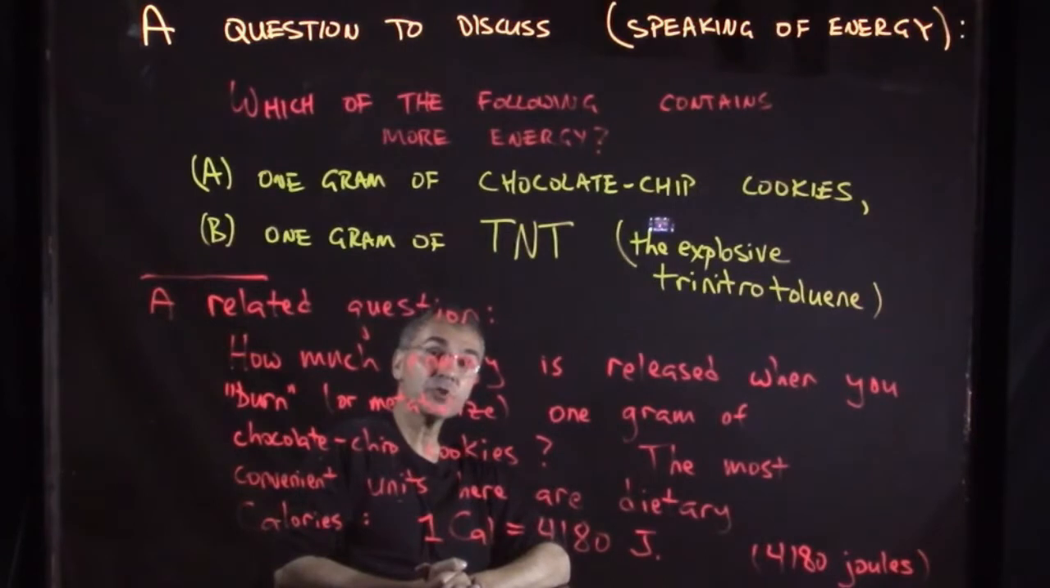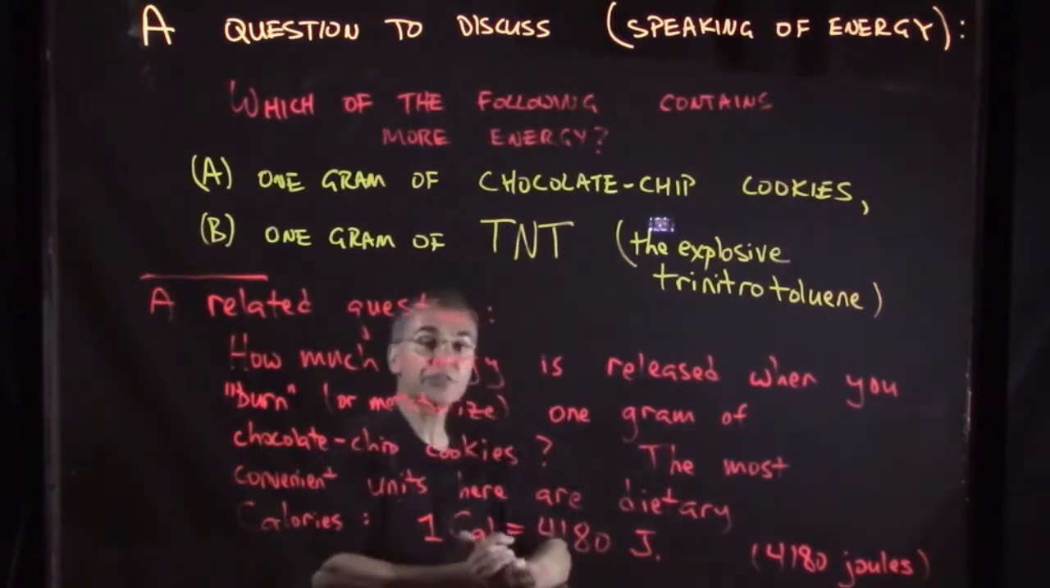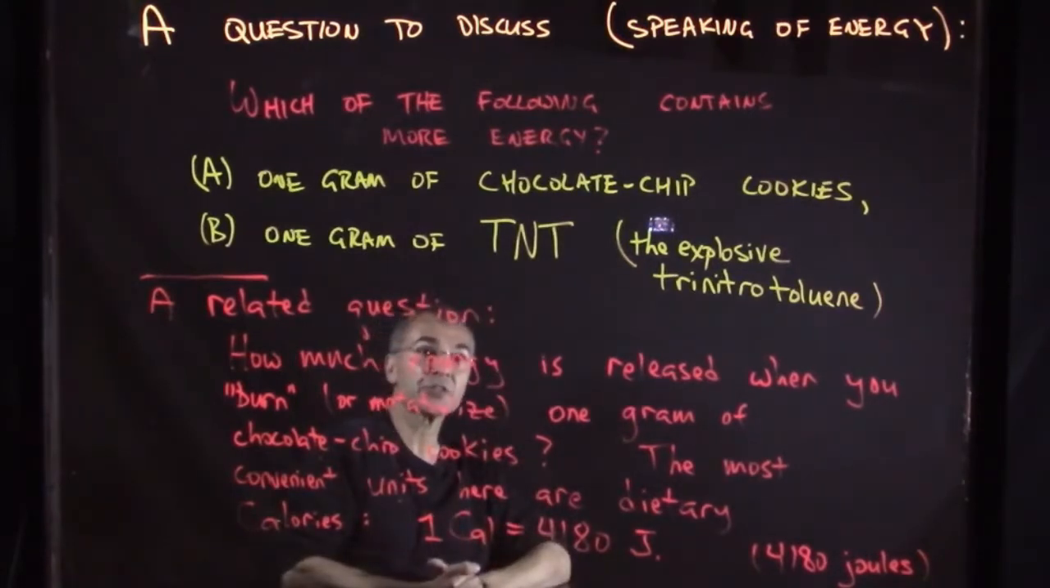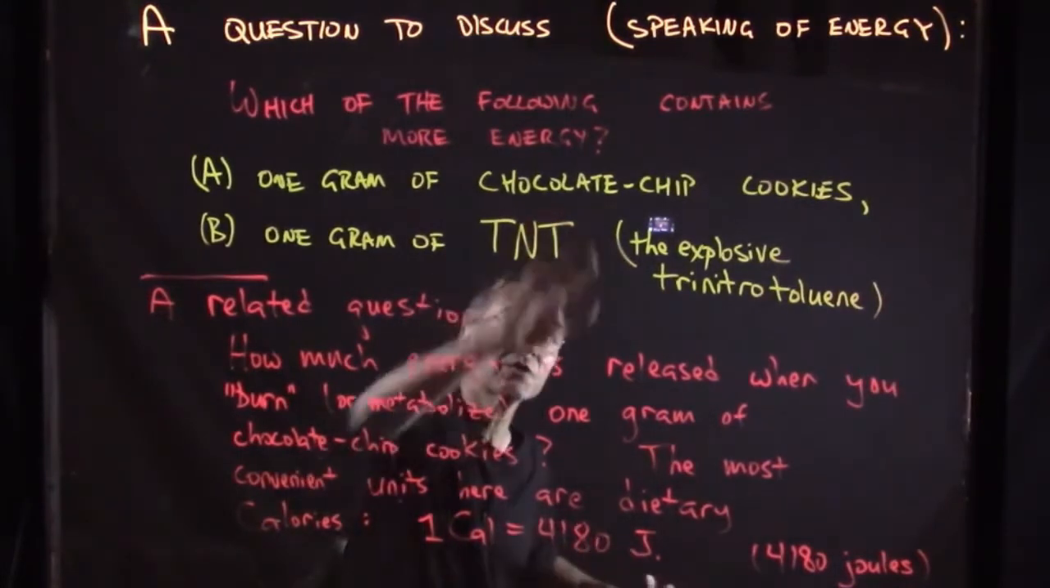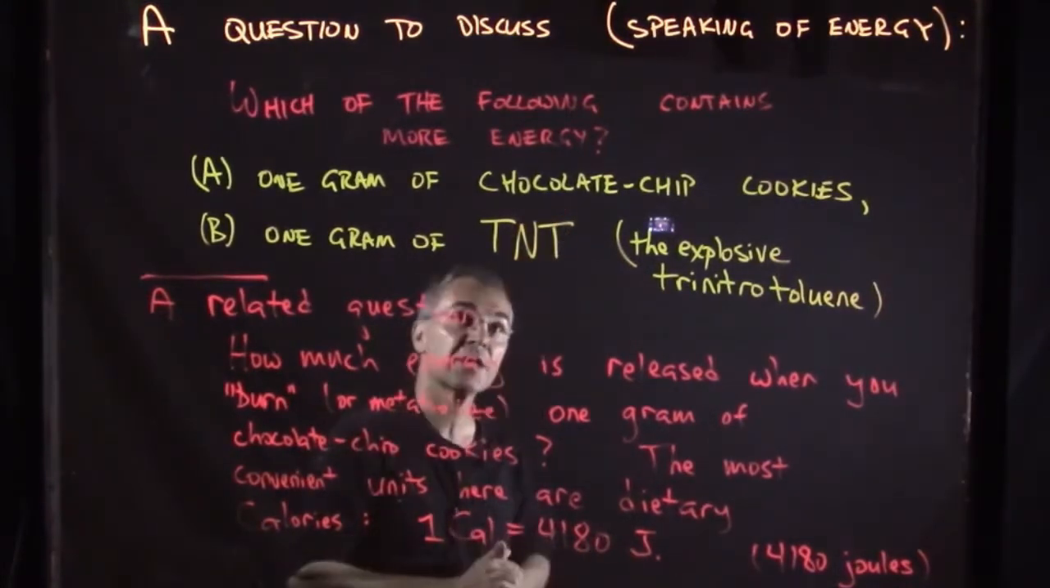Well, if that's true, then why would you use TNT? Why wouldn't you use chocolate chip cookies? It turns out that even though TNT releases less energy per gram than chocolate chip cookies do, the TNT releases that energy much faster. So the energy per unit time is bigger, or the power of the explosion is bigger. And one reason for that, Professor Muller explains, is that TNT does not need oxygen to burn, whereas the chocolate chip cookies are combined with oxygen. You know that to burn a typical fuel, you need fuel, oxygen, and heat.